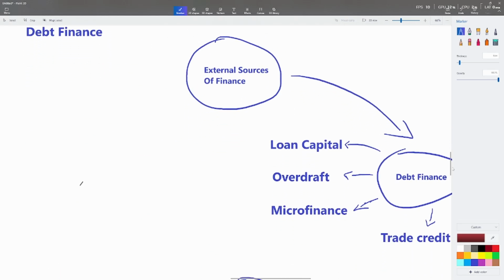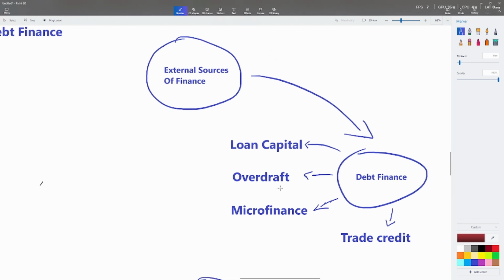So debt finance is the second part of external sources of finance as well. When you're talking about debt finance, you usually have 4 types of debt finance. The most common one is the loan capital. I think a lot of you know already what a loan is, so I don't need to go that much into that. A lot of people take loans.